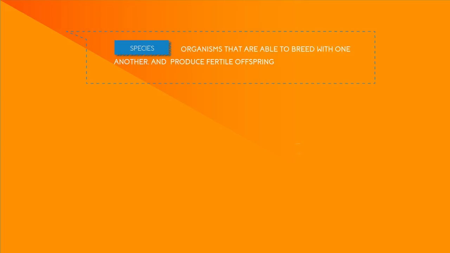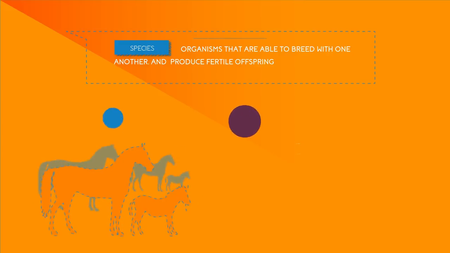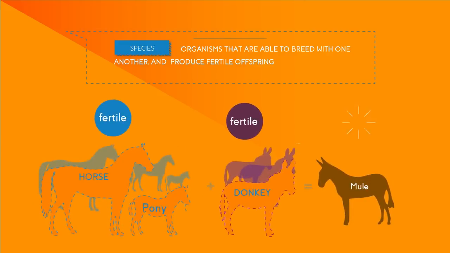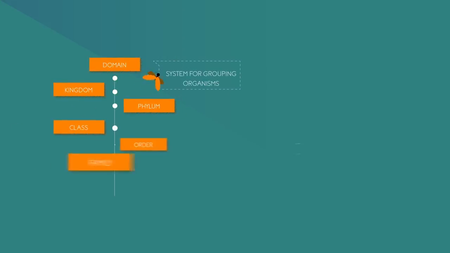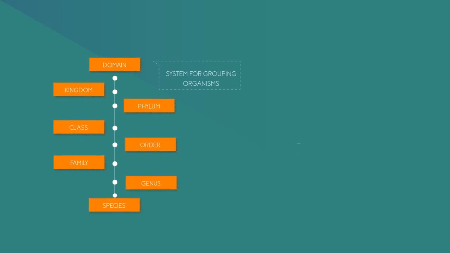A species is defined as all organisms that are able to breed with one another and, most importantly, are able to produce fertile offspring. Horses are an example of such a group. All breeds of horse, including ponies, can mate and produce fertile offspring. However, although horses may mate with donkeys, their offspring will not be fertile. This means that horses and donkeys are placed in separate species groups, even though they are very closely related to one another.